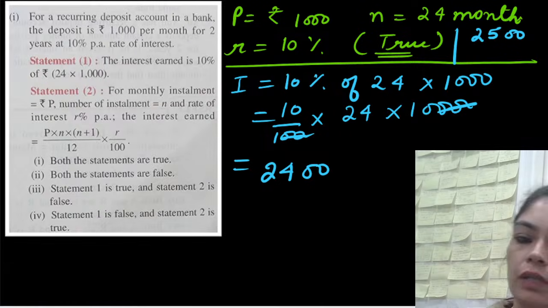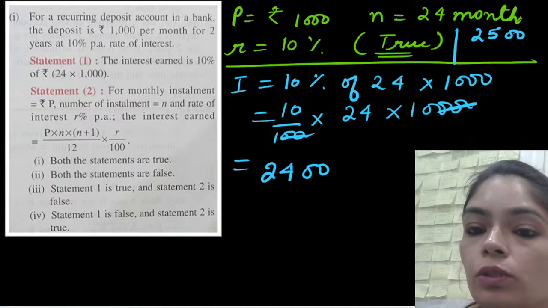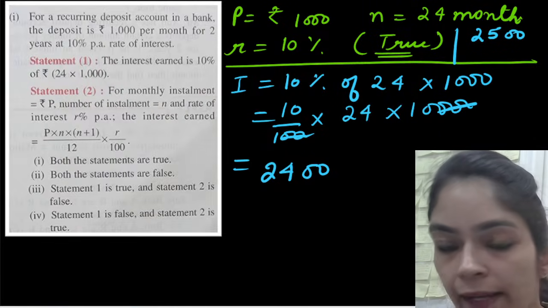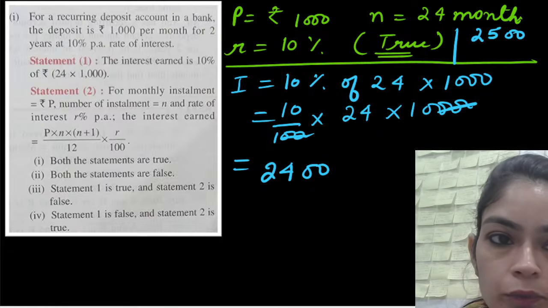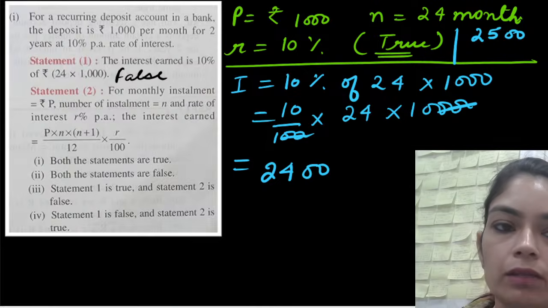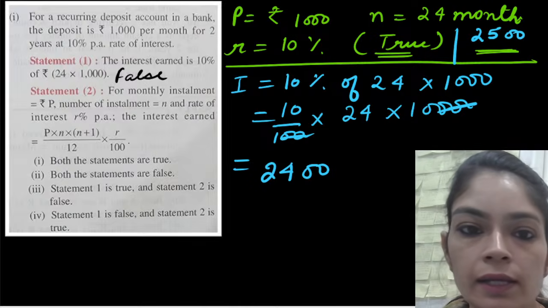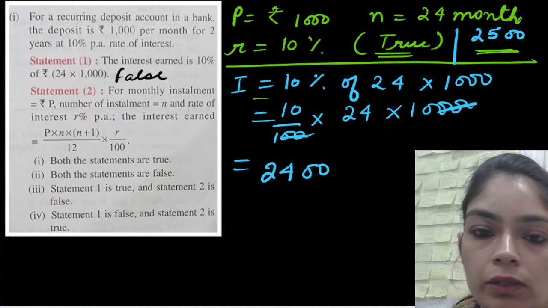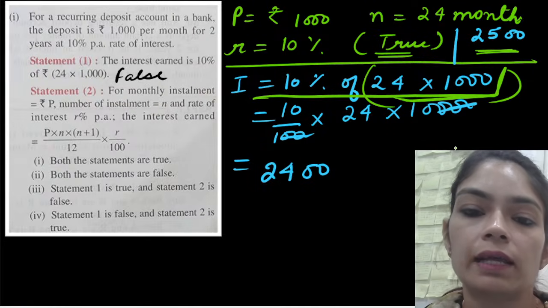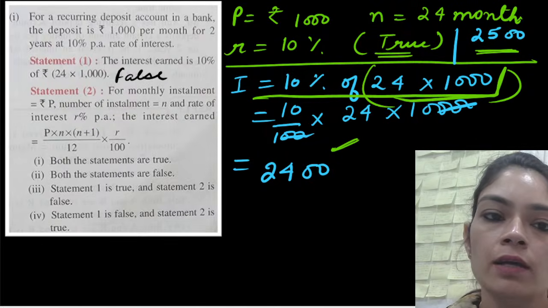So we are getting here 2400, and the interest should be 2500, which I have already solved and shown to you, right? So the first statement is not true. This one is false. You have to find and then decide. See, I calculated interest first using the interest formula. Then I checked whatever is given to us. The value of interest was given as 10% of 24 into 1000. I calculated that also and got the value as 2400. Both the values are not the same.